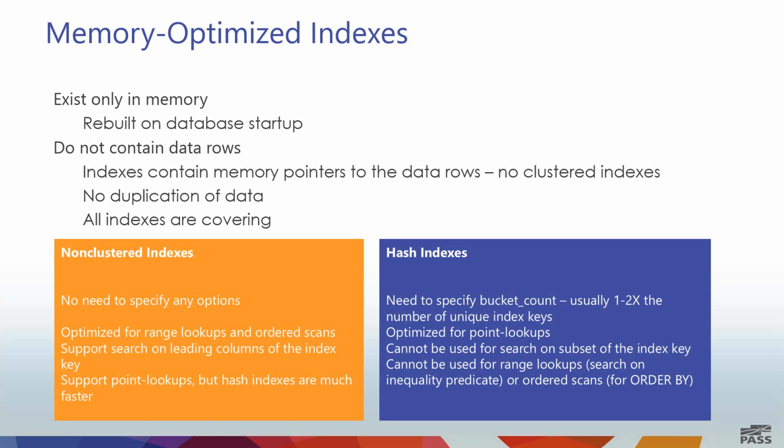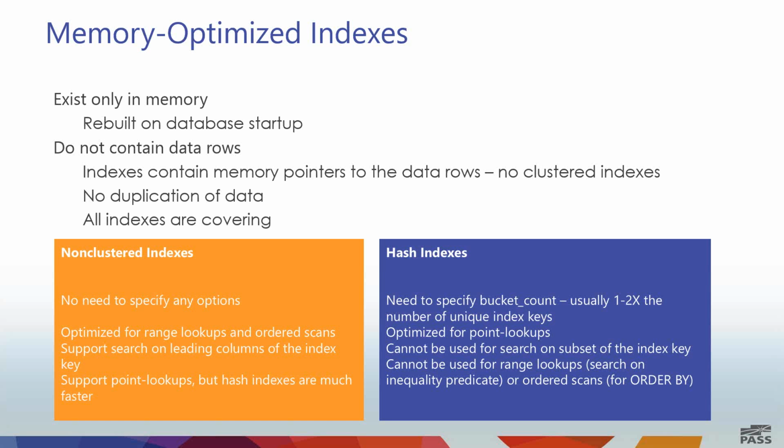Then a non-clustered index is optimized for range lookups and ordered scans. So the data in a non-clustered index is in order of the index key, which means that you can scan the rows in order, and also you can scan just a range of rows. Let's say if you have an index on date, you can get everything between February 1st and March 14th, for example. That would be a range lookup. Hash indexes are specifically optimized for point lookups. And in fact, they cannot be used for things like range lookups or ordered scans.